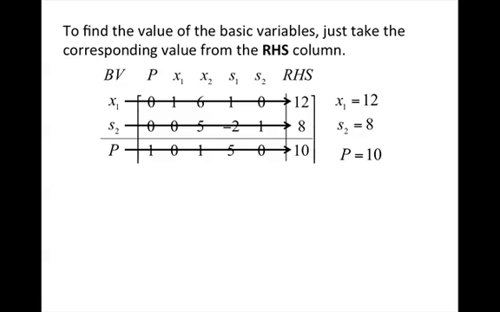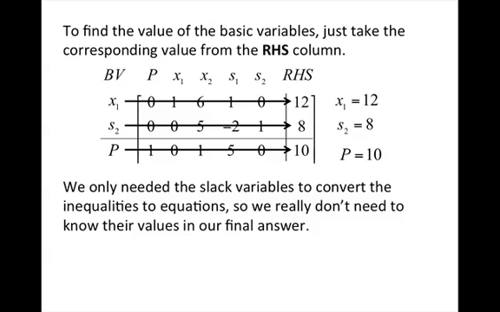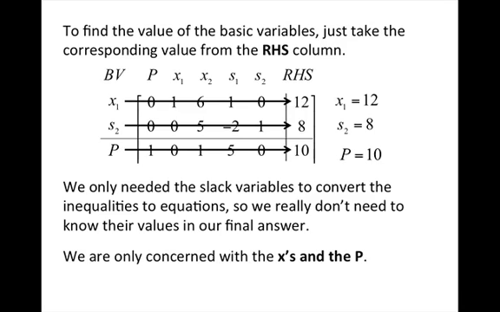Well, if you remember, I only want the answers for my P and my X's. So I didn't need the slack variable. I didn't need to know that it equaled an 8. I only used those slack variables to change my inequalities to equations. So we're just going to focus on the X's and the P. So our final answers are x sub 1 was 12, x sub 2 was not a basic variable, so it equals 0, and P equals 10.